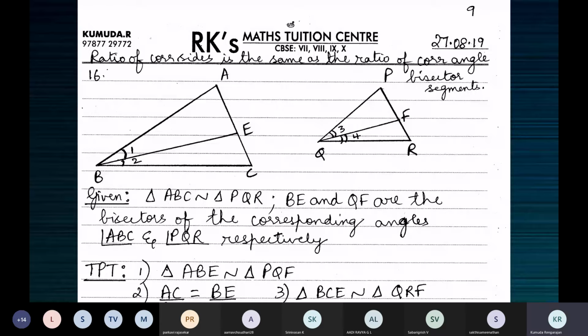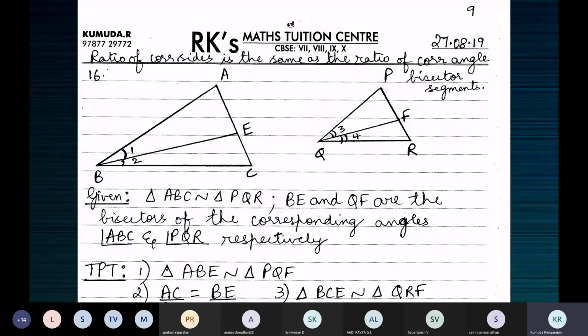Okay, so now BE is the bisector of angle B. QF is the bisector of angle Q. So that means angle 1 is equal to angle 2, because BE bisects angle B. It divides angle B into two equal halves. QF bisects angle Q, which means angle 3 is equal to angle 4.